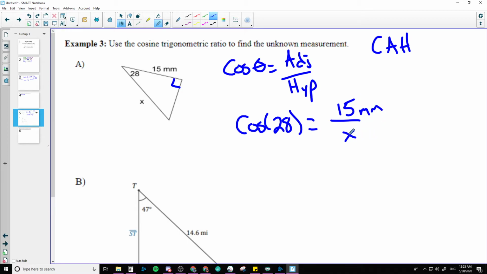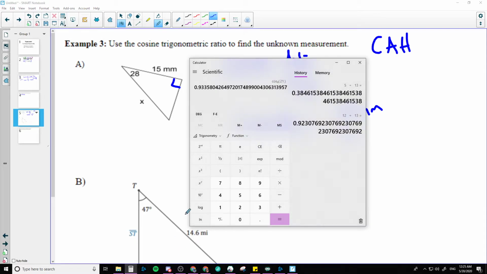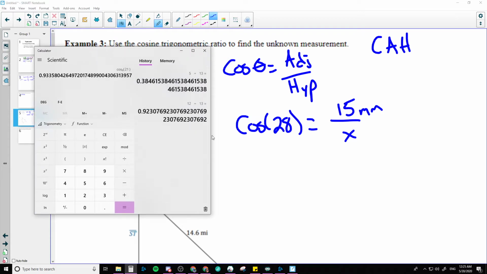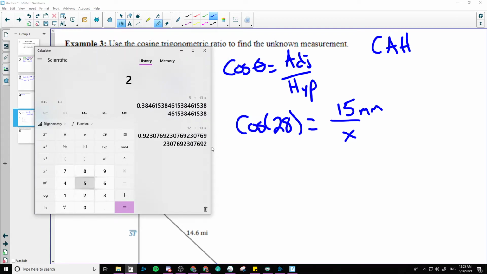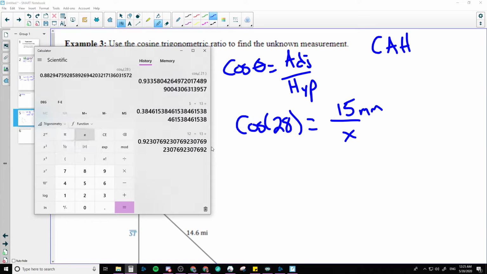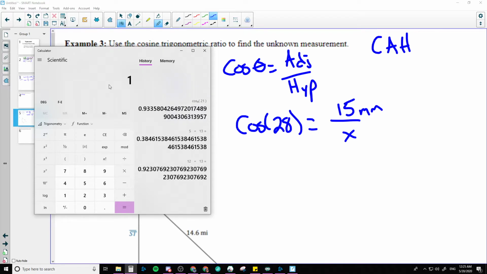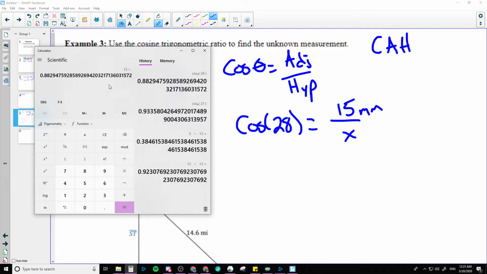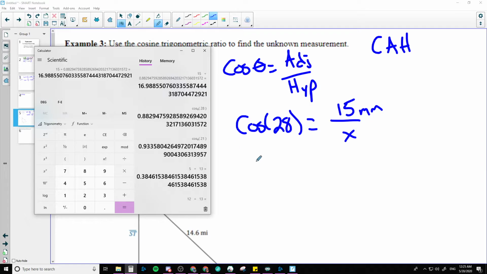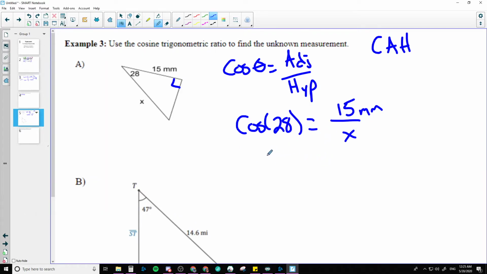So because x is on the bottom, we have to swap these places here. So we're going to have to go 15 divided by the cosine of 28. So let's calculate the cosine of 28 first. Then we can copy it. And we can say 15 divided by that answer. And it gives us a hypotenuse length of 16.99 millimeters.